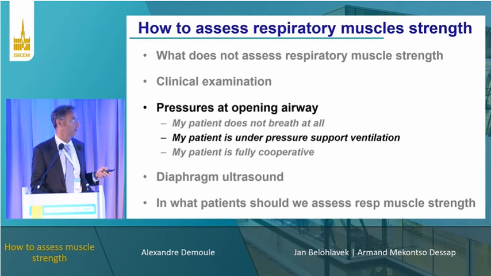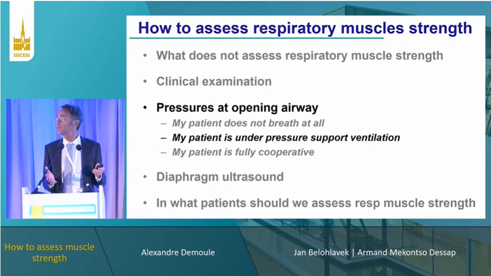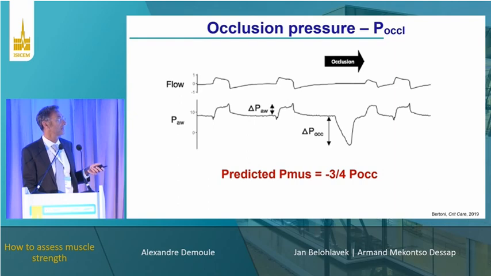If your patient is under pressure support ventilation but not fully cooperative, there is one measure you can easily use, which is occlusion pressure. It consists in occluding the ventilator and measuring the swing in pressure, which you can easily read on the ventilator screen. This is the occlusion pressure, not the PO1, because some people confuse PO1 and occlusion pressure. And it's accepted that predicted muscle pressure is minus three quarters of occlusion pressure.